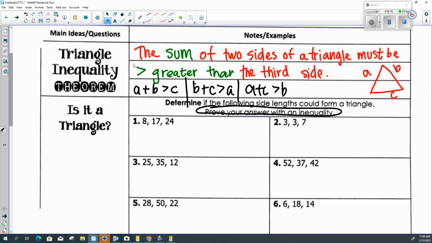The one that we need to double check is if we've got a small, medium, and a large number, the one we want to check is add the small number plus the medium number and see if that's greater than the large number. So we only have to check one of them. The other two are always going to be true. I don't even care if it doesn't make a triangle. If you add two huge numbers together, they're going to be bigger than the small one. So for this one, we will do 8 plus 17 and check and see if it's greater than 24.